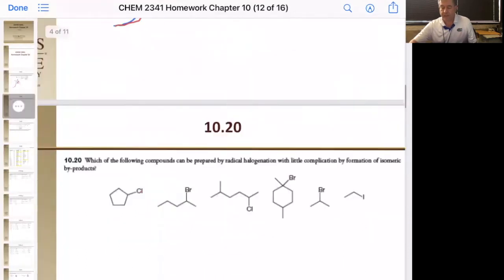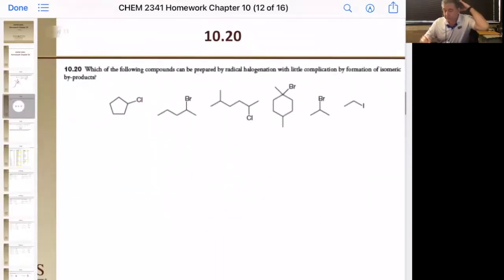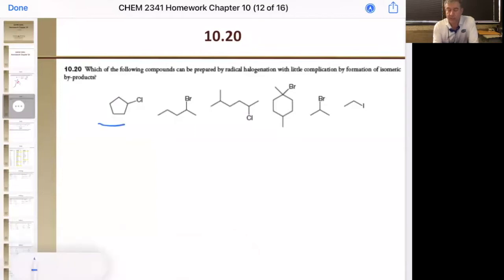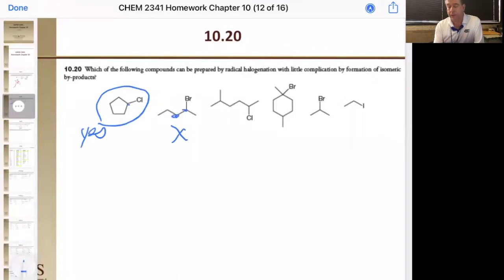Okay. Off to the next one right here. Which of the following compounds can be prepared by halogenation with little complication? That means, is there a difference between materials, etc. So if we look at this one right here, this one probably is a yes, because all of these are secondaries, and therefore any one place that gets halogenated will be in a secondary position. Here we actually have probably a no, because we have 1, 2, 3 different places for secondary, and 2 of them would give the same product. These 2 would give the same product.